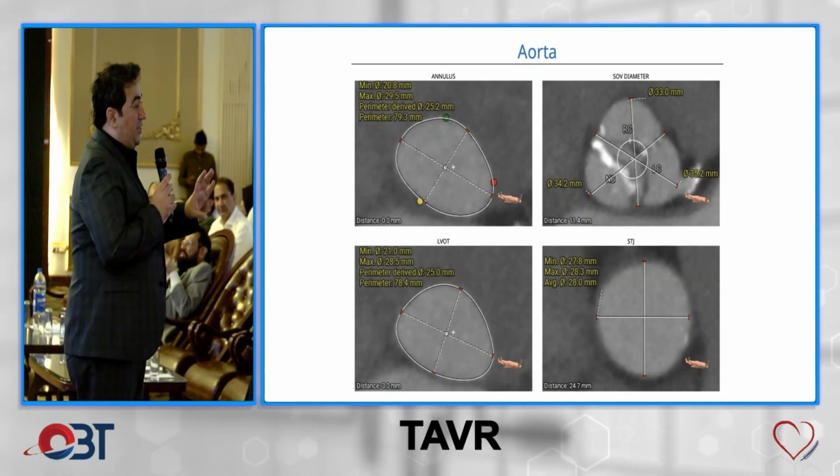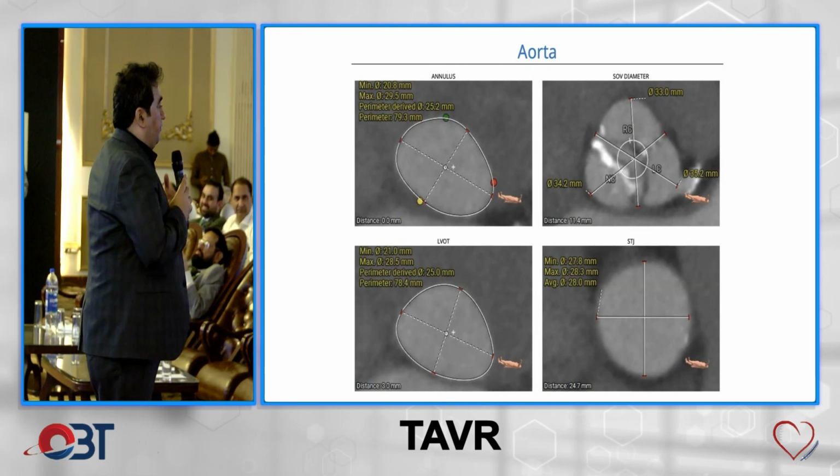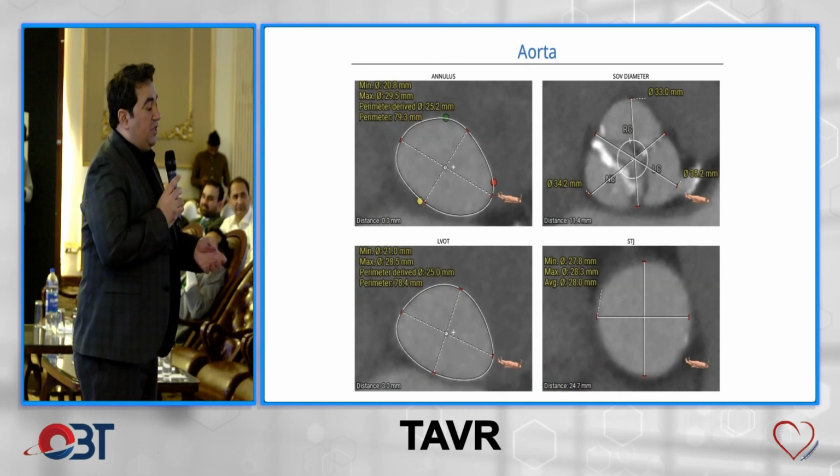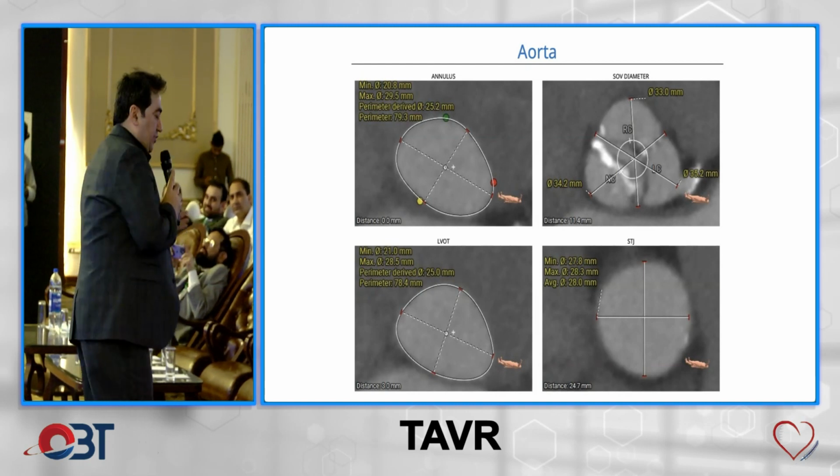Because it will help you decide how to do the pre-ballooning and where to do the valve deployment. So this is the first thing to look at when you are starting your procedure. So start with the calcium.